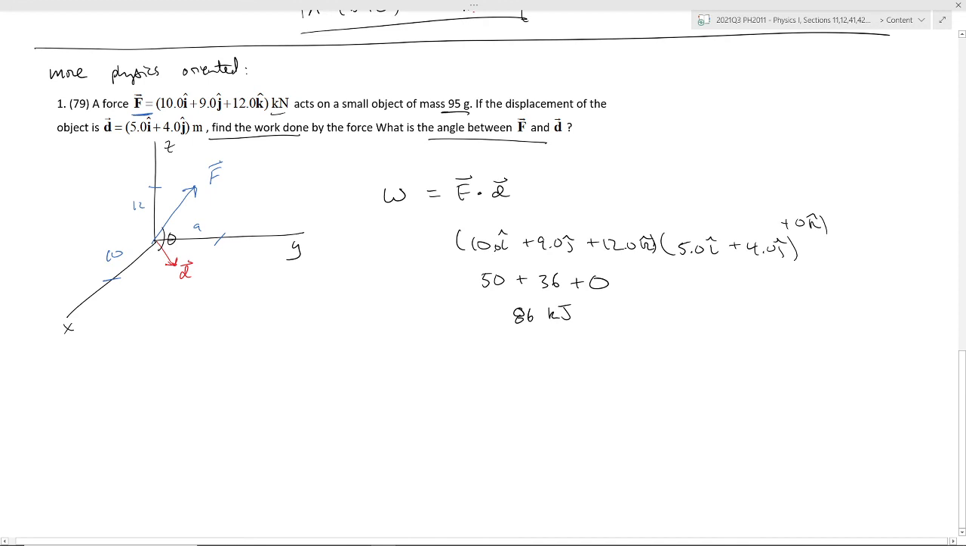kilojoules, because if we look at the units, this force was in units of kilonewtons, and this displacement was in units of meters. So meters times newtons would be joules. Meters times kilonewtons would be kilojoules. And so the work is 86 kilojoules. And then the other thing that we're looking for is what is the angle between these. So now that we know what the work is, we can do the following. We know that work is F dot d, and we calculated it this way, but we also know that work is F d cosine theta. So if we're looking for the angle, we can just solve this for theta.